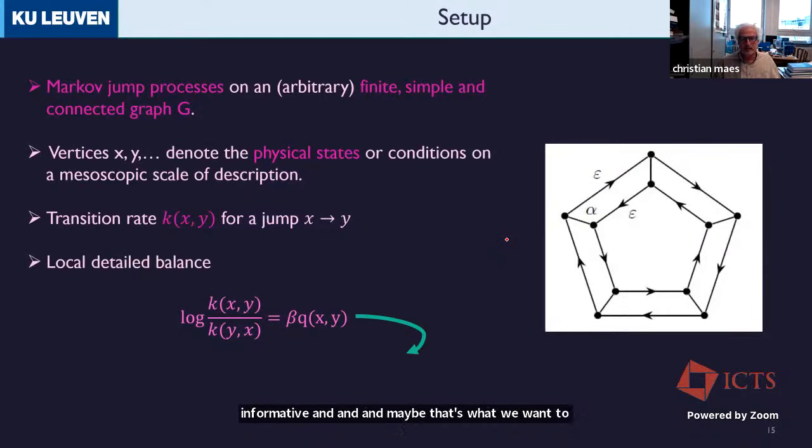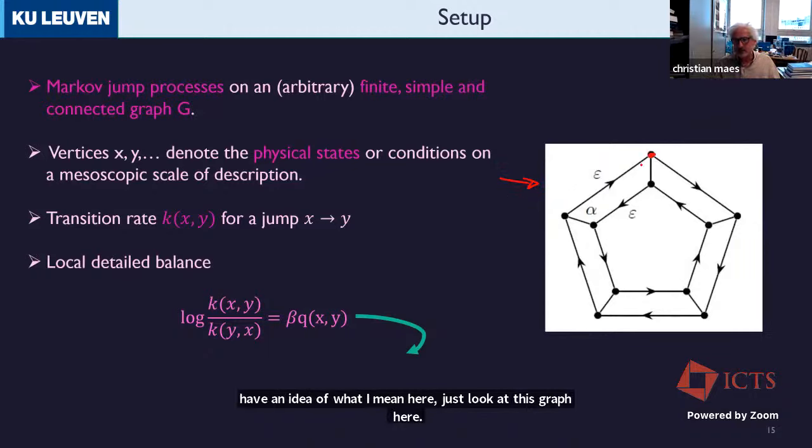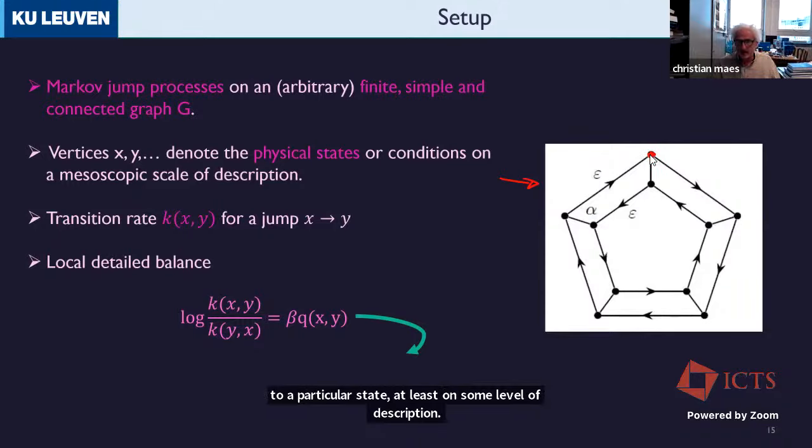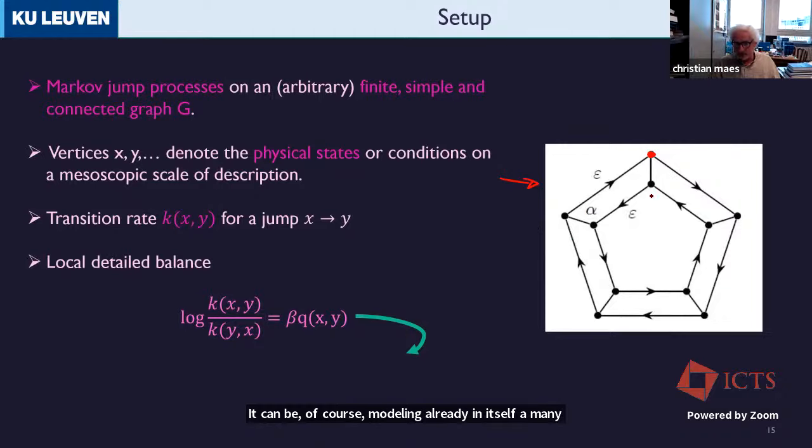Okay, so the setup, as I was saying, will be extremely simple, and I will restrict myself for this talk to what we call jump processes. To have an idea of what I mean here, just look at this graph. These vertices that you see correspond to a particular state, at least on some level of description. It can be, of course, modeling already in itself a many-body state. But on this abstract level, we have a graph, and then we have edges.